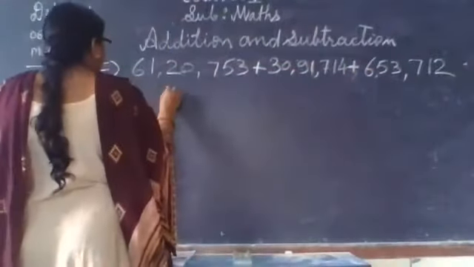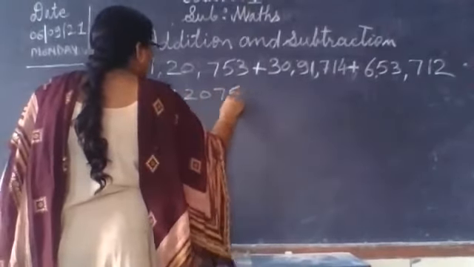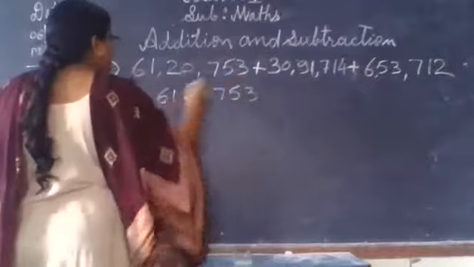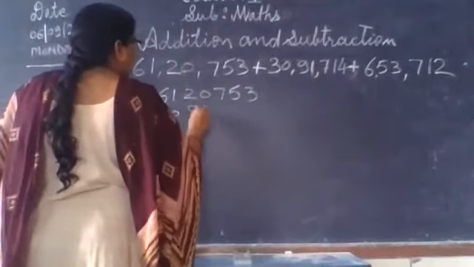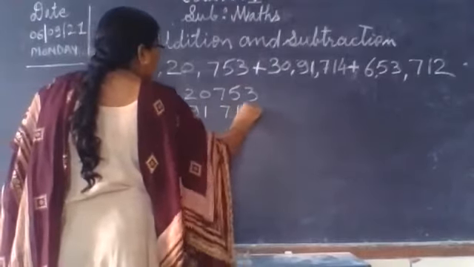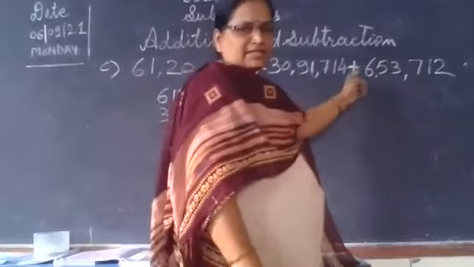So we will arrange properly all the numbers. So it is 30 lakh. So it is below the 61 lakh, 91,740. It is what, madam? It is 6 lakh.